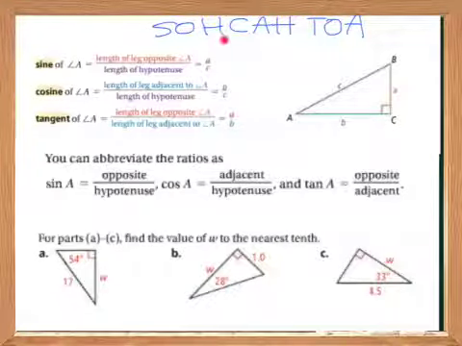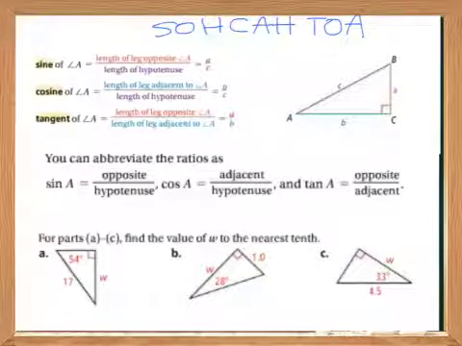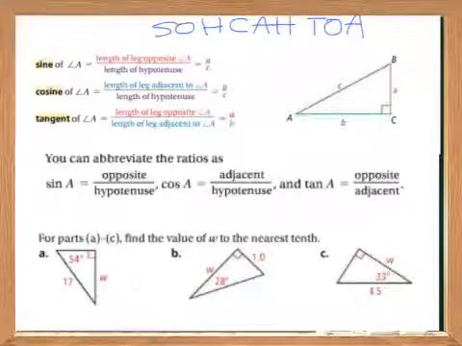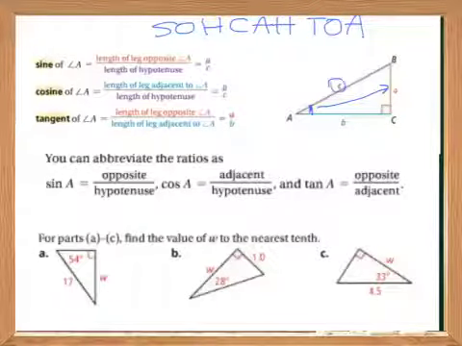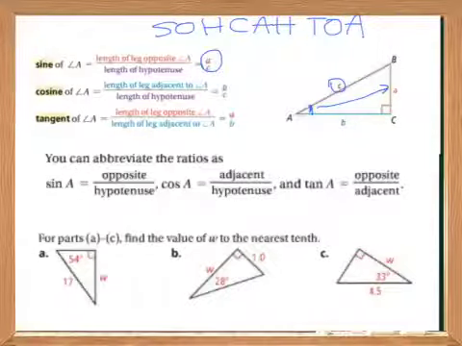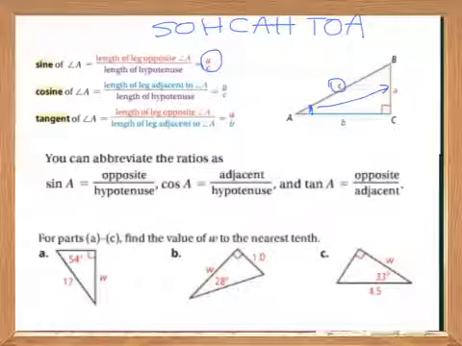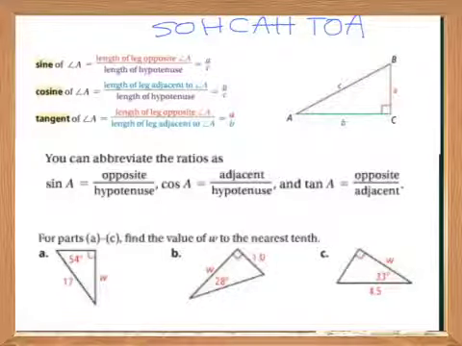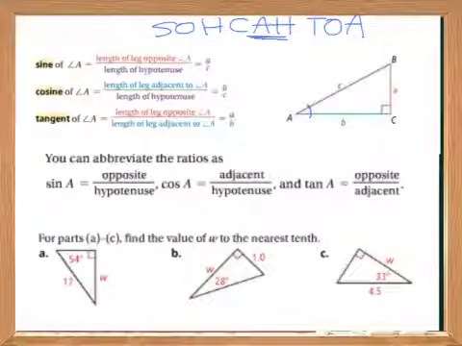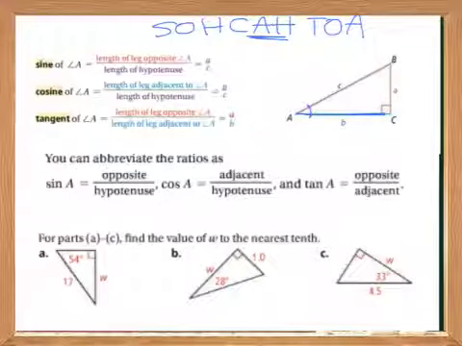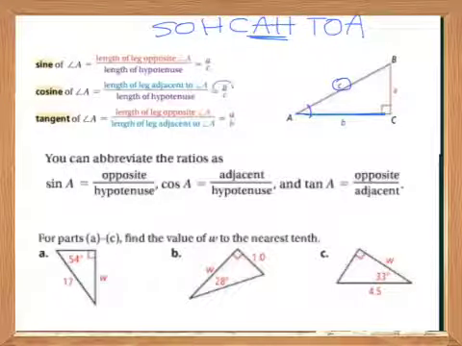SOH stands for sine is opposite over hypotenuse. So you can see that if we're talking about angle A, opposite would be side A over hypotenuse, which is C, and that's what we have here. You can also see that when we're talking about cosine of, again, angle A, it's adjacent over hypotenuse. So adjacent means the line touching it, which is B, over the hypotenuse, which is C. So that's what we have here.